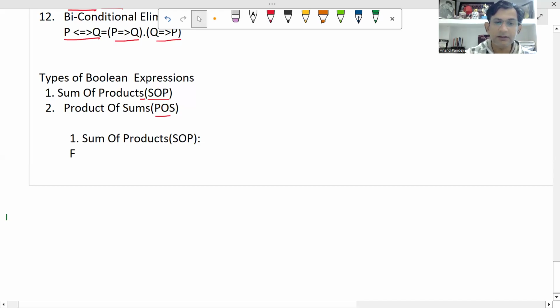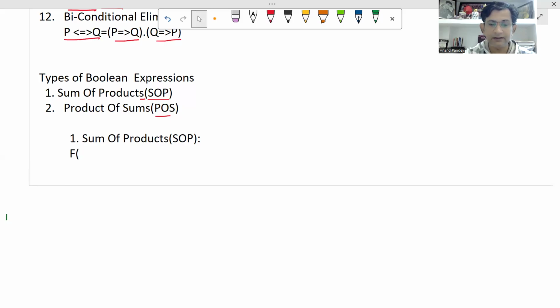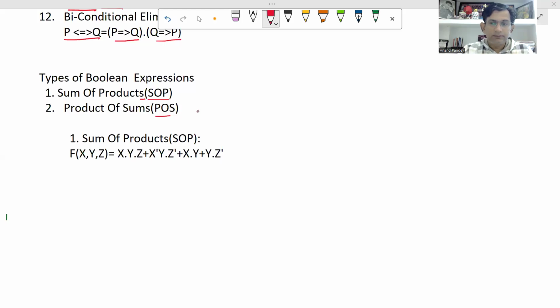Okay. So first I'm going to tell you SOP, with one example. Let me explain: consider a Boolean function f, and the propositions used in that are x, y, and z, equal to, here I'm writing one expression. Okay, see, this is the example f of x y z. Consider f is a Boolean function and the propositions are x, y, z. So this expression is an example of sum of products. It is an SOP expression.